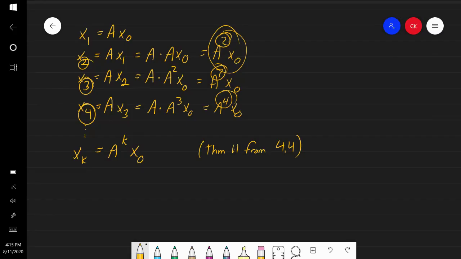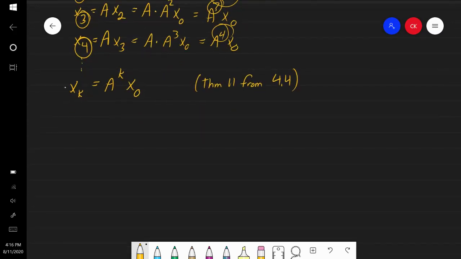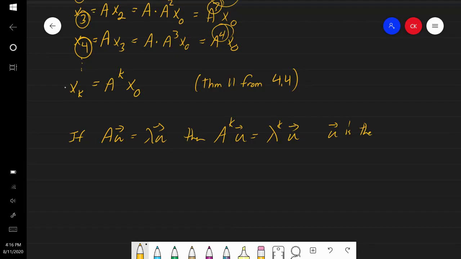And what this theorem says is the following. If A u is equal to lambda u, then A to the k times u is equal to lambda to the k times u. And this is specific to the fact that u is the eigenvector for the lambda that's given.